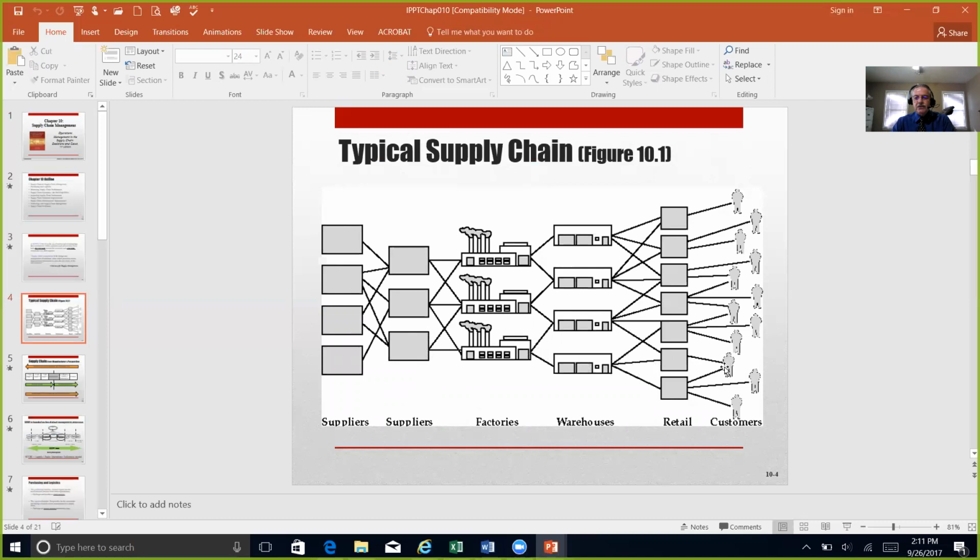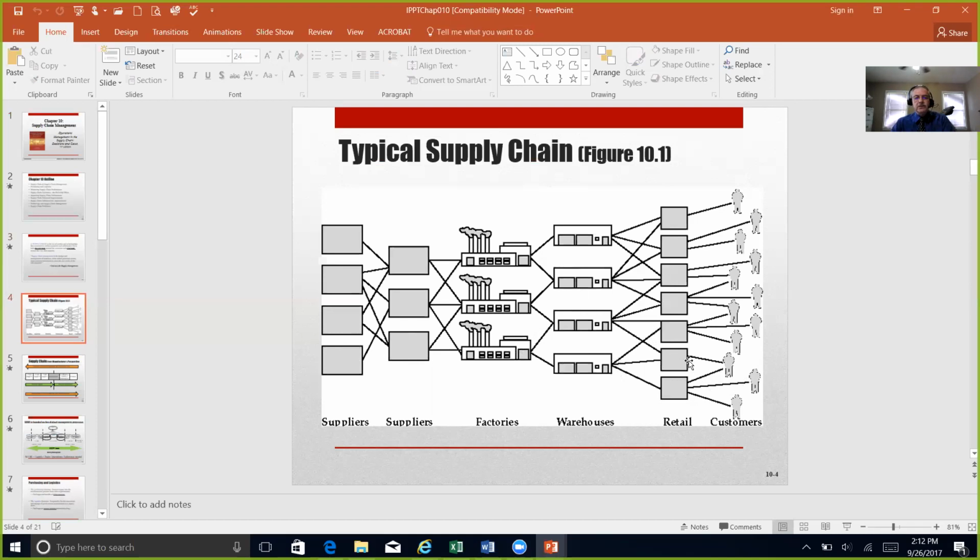Now, anything that returns from the customers back to us, whether it be defective units, recyclables, customer payments, whatever it may be, flows back upstream. That's the difference between the downstream flow and the upstream flow. Again, figure 10.1 at the bottom of page 223 gives us a graphical representation of that.